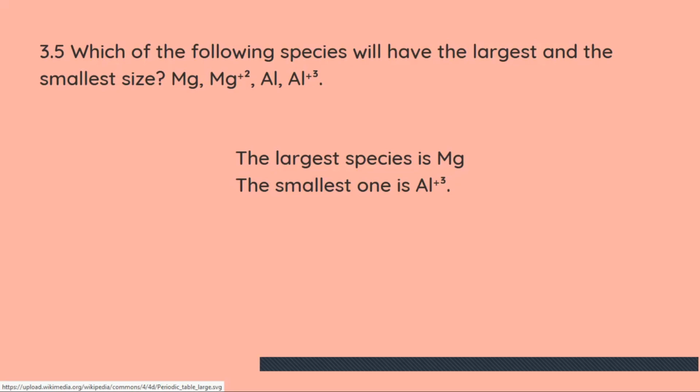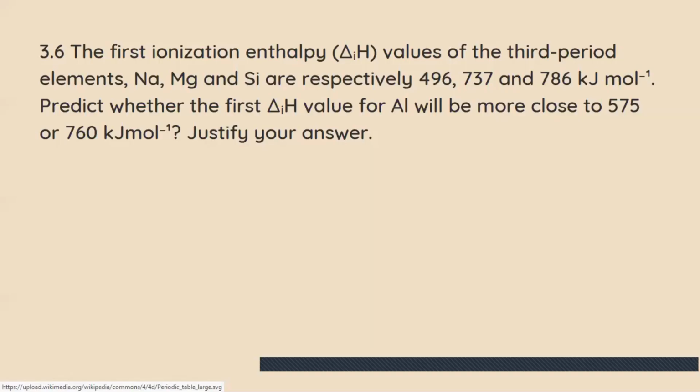So magnesium will have the largest size compared to these 4 species, and aluminium Al3+ will have the smallest radius or smallest size. Now, the first ionization enthalpy values of the 3rd period elements sodium, magnesium, and silicon are respectively 496, 737, and 786 kilojoules per mole. Predict whether the first ionization enthalpy value for aluminium will be closer to 575 or 760 kilojoules per mole.